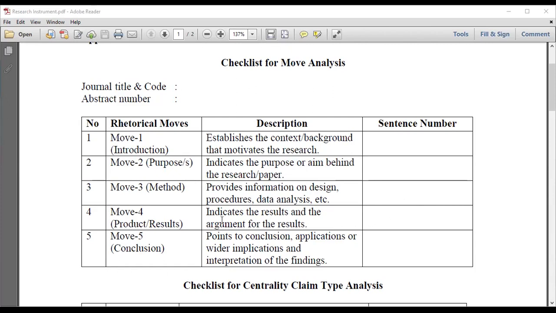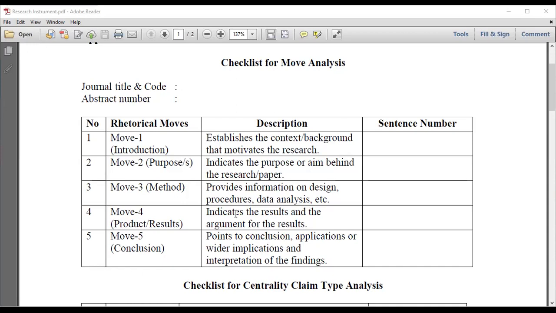And move four is the result. Usually this starts with a statement like the results show that, the results reveal that, the results of the study are, and so on. Then number five is the conclusion. Usually it uses the word conclusion, application, implication, interpretation, and so on. Look at the particular words that may help you identify the moves in the abstract.